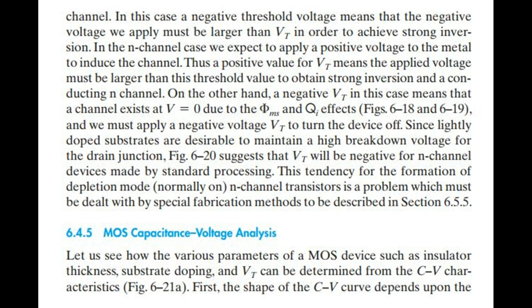On the other hand, a negative threshold voltage in this case means that a channel exists at V equals 0 due to the MS and Chi effects, Fig 6.18 and 6.19, and we must apply a negative voltage Vt to turn the device off. Since lightly doped substrates are desirable to maintain a high breakdown voltage for the drain junction, Fig 6.20 suggests that Vt will be negative for n-channel devices made by standard processing. This tendency for the formation of depletion mode, normally on, n-channel transistors is a problem which must be dealt with by special fabrication methods to be described in section 6.5.5.